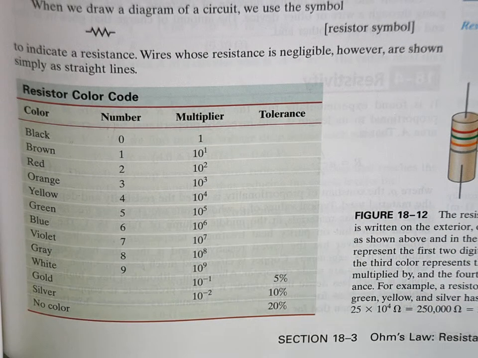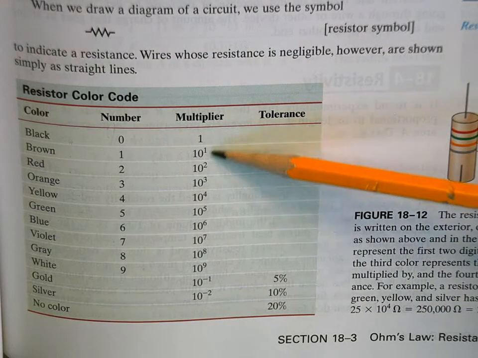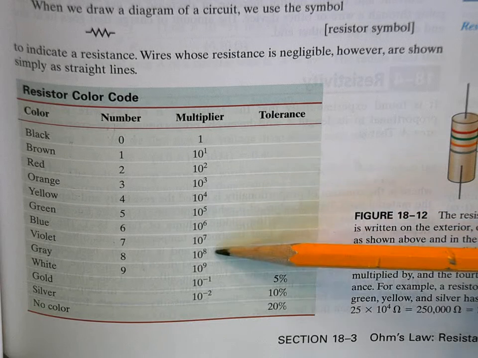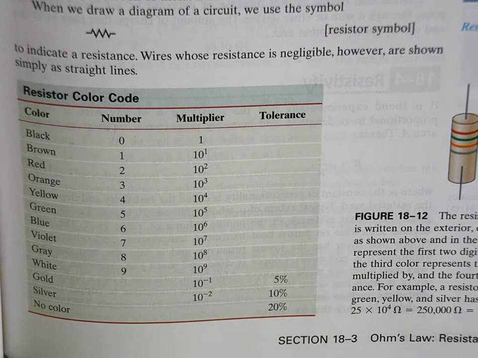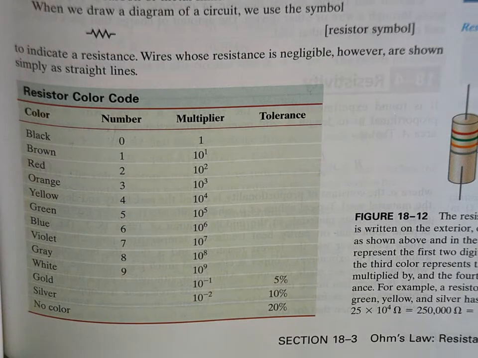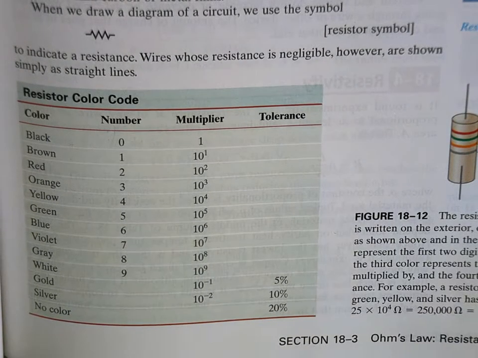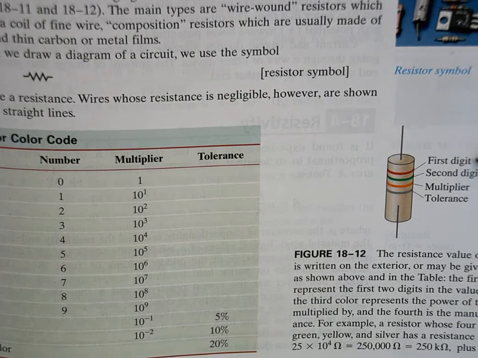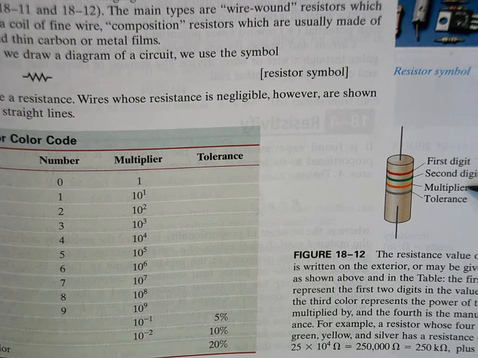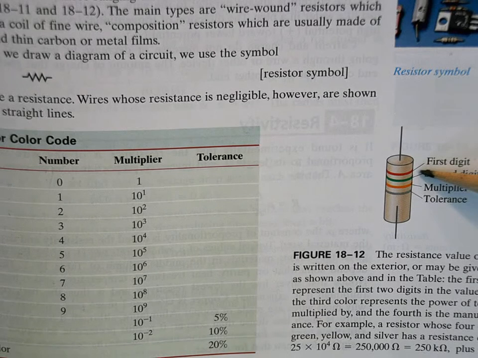If it's a multiplier, they represent a power of 10. And then the gold, silver, or no color gives us a tolerance. That means plus or minus 5% or 10% or whatever. So if you look at this, this is first digit, second digit, multiplier, tolerance. So what is the first digit? It's red.